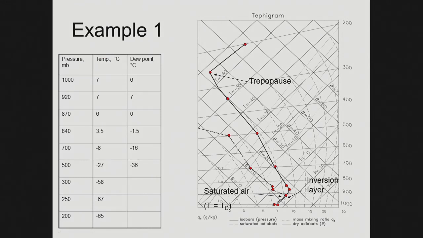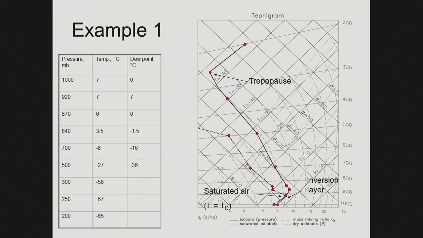So here's an example. Temperature and dew point are the things that we plot. So temperature of 7 degrees at 1,000 millibars, for example. This is 1,000 millibars. So where's 7 degrees? Well, this is temperature of 0, temperature of 10. 7 degrees would be around here. So there. At that point, dew point is 6, so we plot the dew point a little bit to the left. At 920, they have the same value, and so the two points are plotted together.